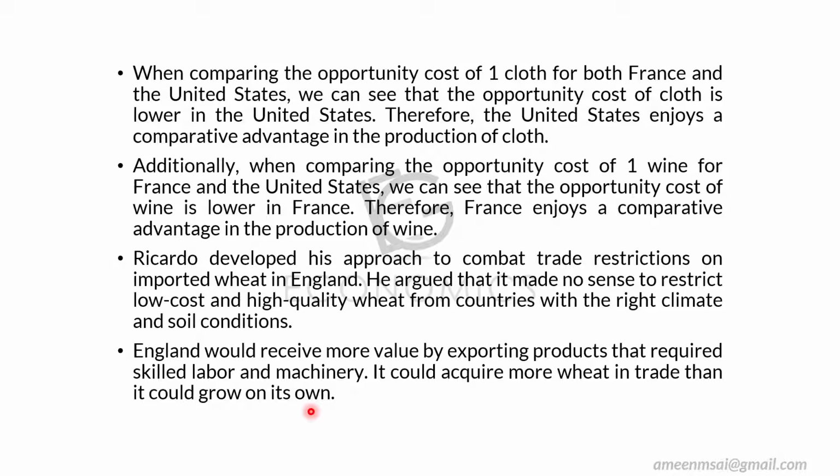So he said that England should concentrate on exporting commodities and products that require skilled labor and machinery, because the United Kingdom has better skilled labor and machinery. It doesn't have the atmosphere for cultivating wheat, and it is not cost effective to produce wheat in England. That's what we said. So we could import wheat at lesser cost, and we can export goods that can be produced using skilled labor and machinery.